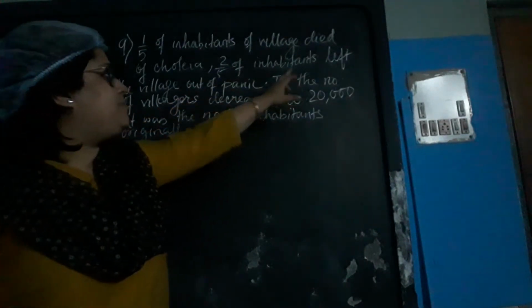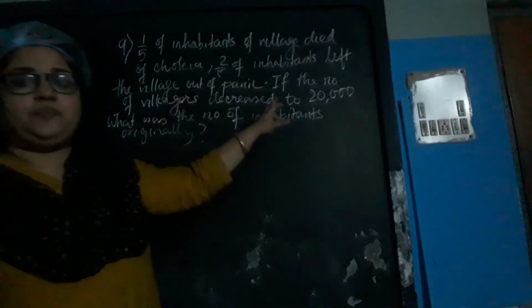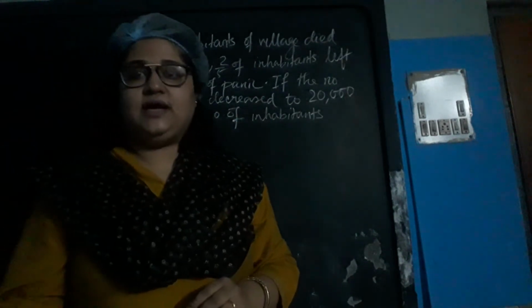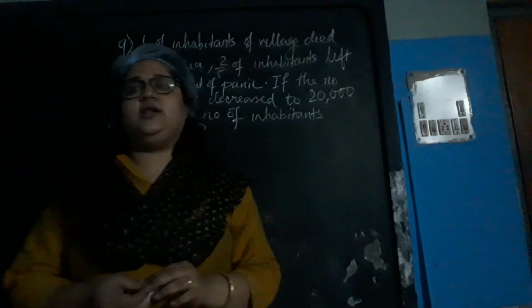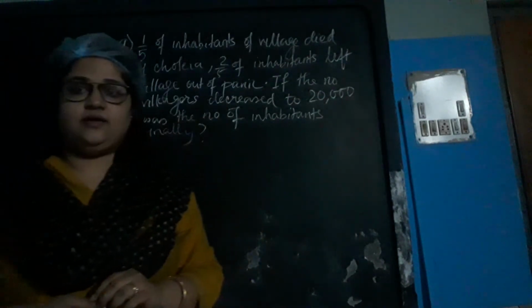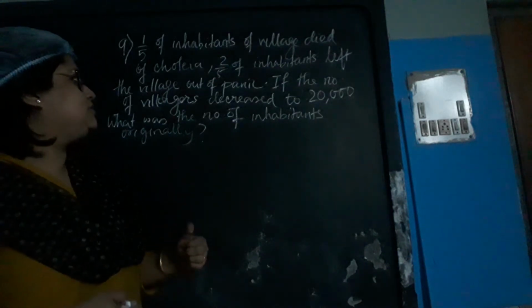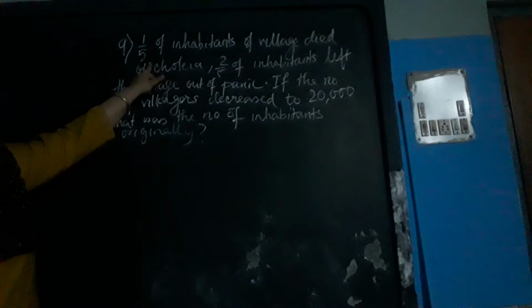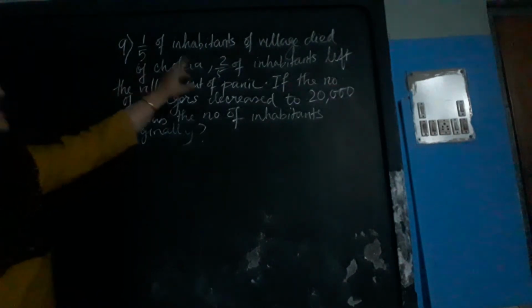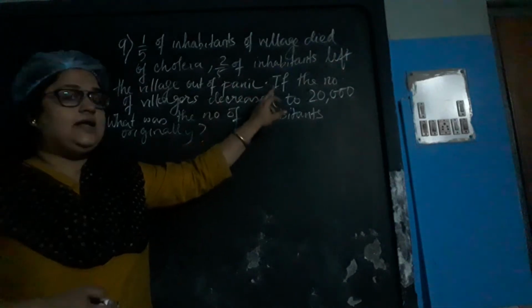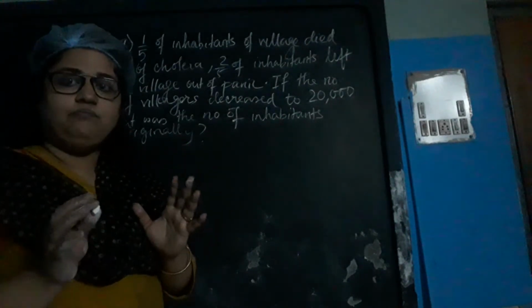2/5 of inhabitants left the village out of panic. And due to all these diseases and people dying, 2/5 of the village thought of flying away from staying over there. So they left the village. So 1/5 left the village because they died out of the disease. 2/5 left the village because of fear. Then you have remaining people in the village.